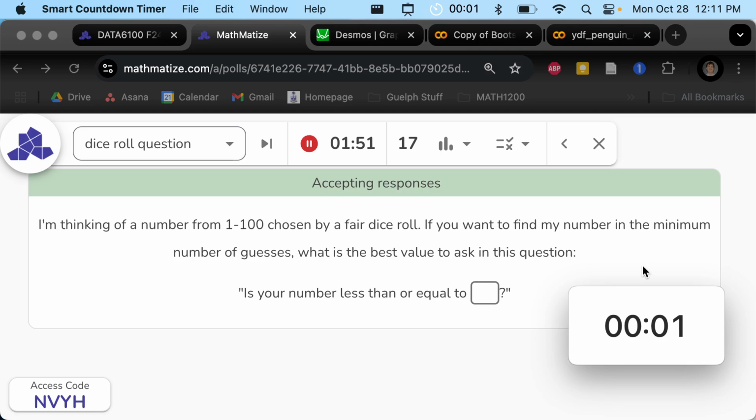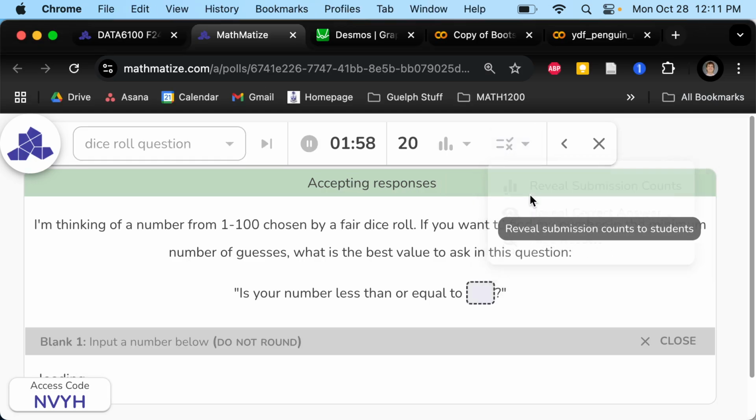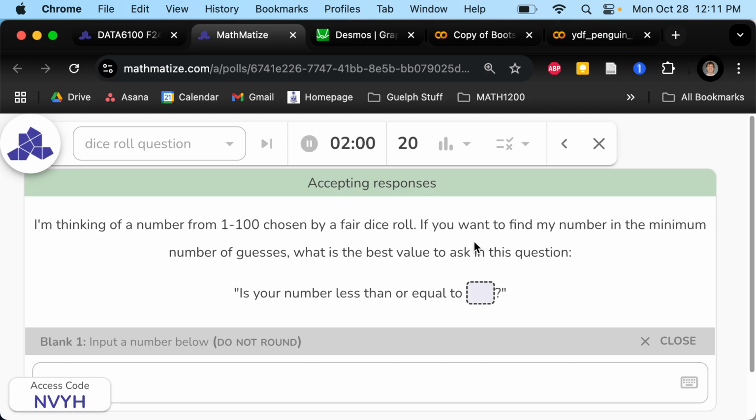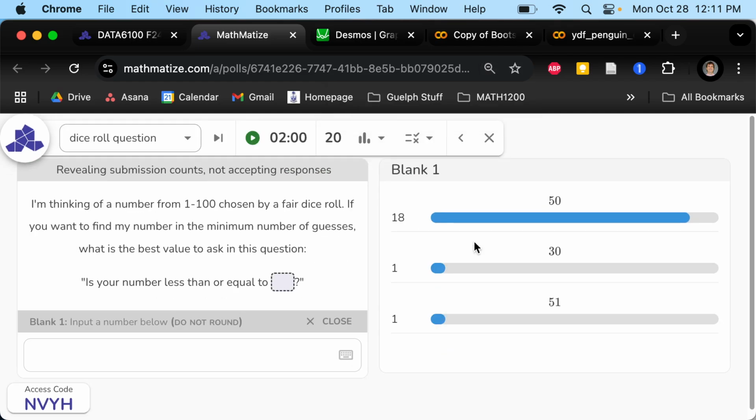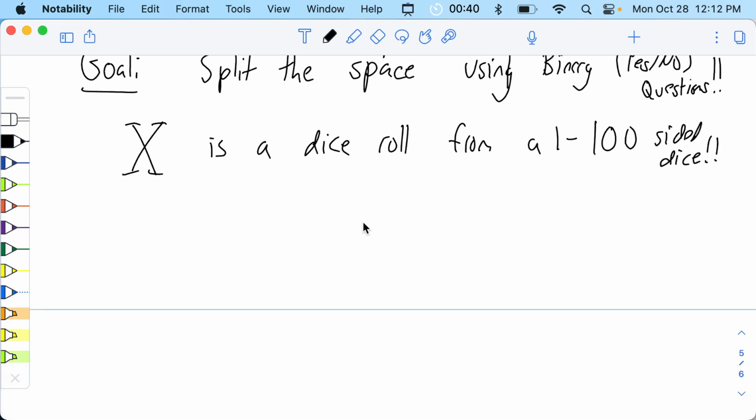Okay, final guesses if you haven't put it in yet. And let's see what people said. 18 people said 50. Great question. So what we're doing is we're creating a tree where the first question is, here's our tree. We say, is your number less than or equal to 50? Is x less than or equal to 50?